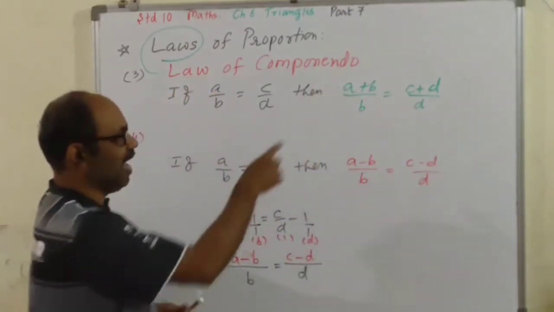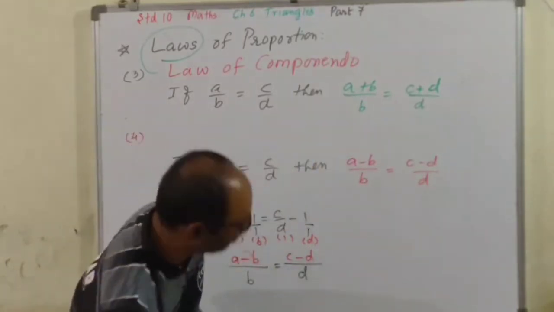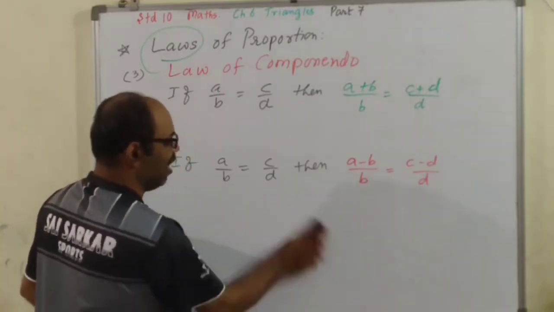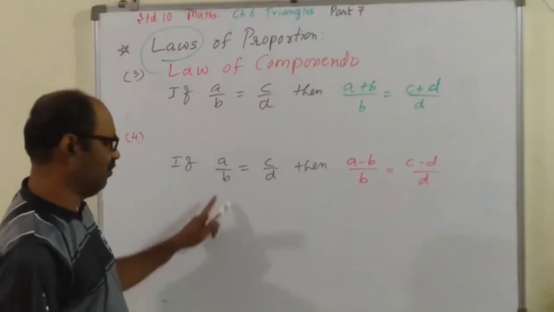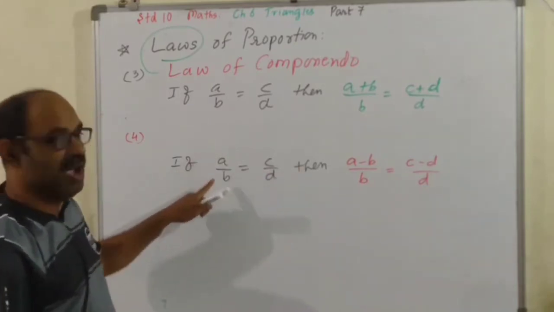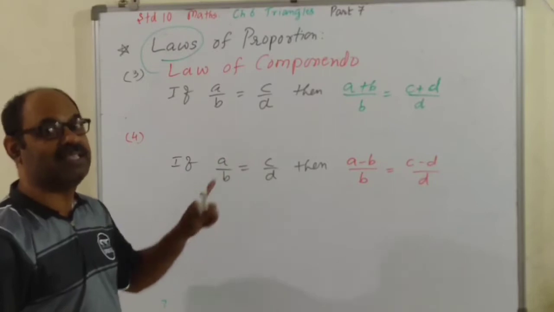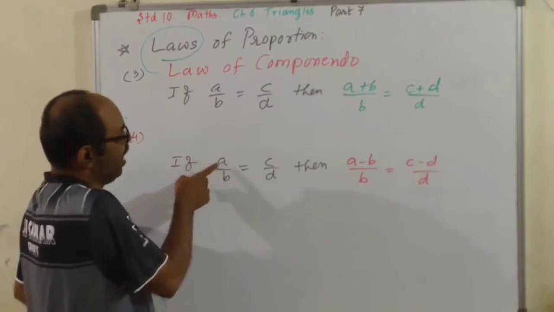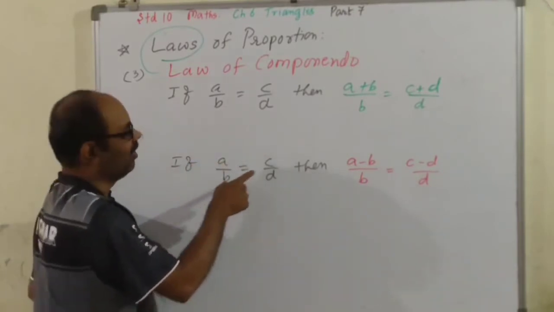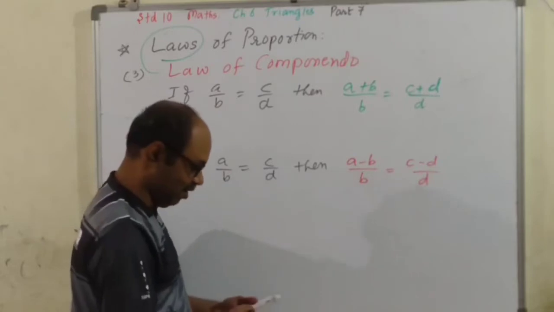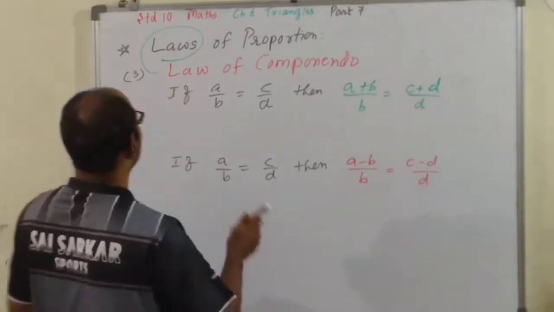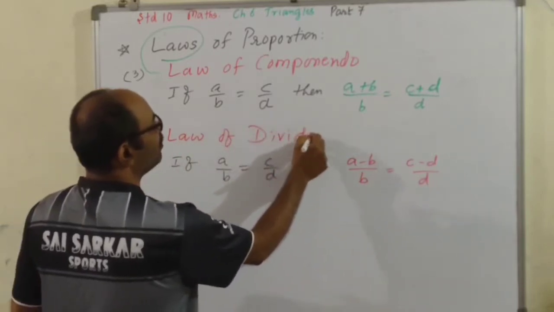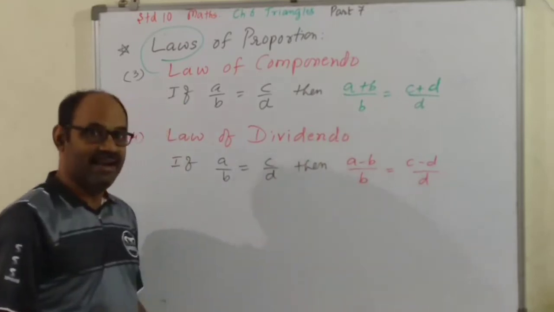Somewhat similar. Earlier we added the denominator, here we subtract the denominator because we have subtracted 1 on both sides. By using Euclid's property, you get this. So now we are not going to subtract 1 on both sides. We know how to write it now. If A upon B is equal to C upon D, that means A, B, C, D are in proportion, or A upon B and C upon D are equal ratios, then A minus B upon B is equal to C minus D upon D. Isn't it? This is called the law of dividendo.